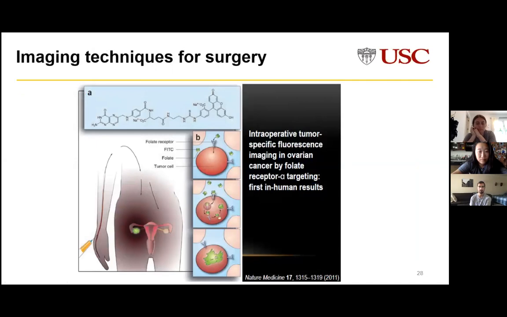Another cool thing about microscopy is that it can be used not just for these research techniques, but also for surgery techniques. So here's an example of fluorophores being used to image ovarian cancer, so that a surgeon can go in and identify cancerous cells.